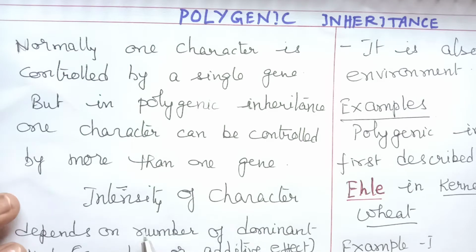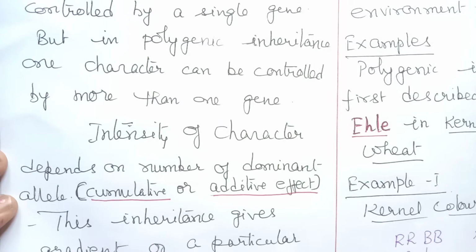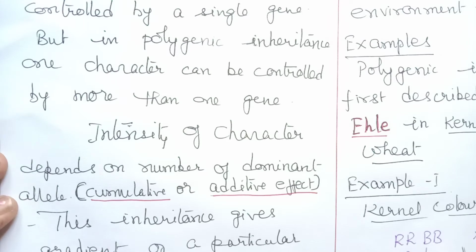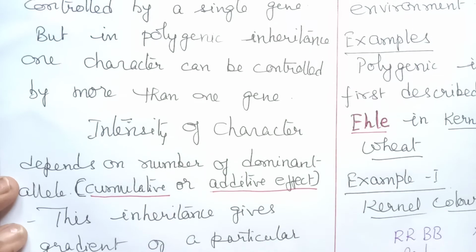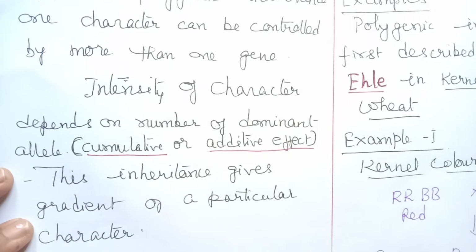And the intensity of that particular character will depend upon the number of dominant alleles present. That is called the cumulative or additive effect. Depending upon the number of dominant alleles present, the intensity of the character is shown. If more dominant alleles are present, the intensity will be more. This we are going to understand by taking different examples, and in this type of inheritance we find a gradient of expression of a particular character.